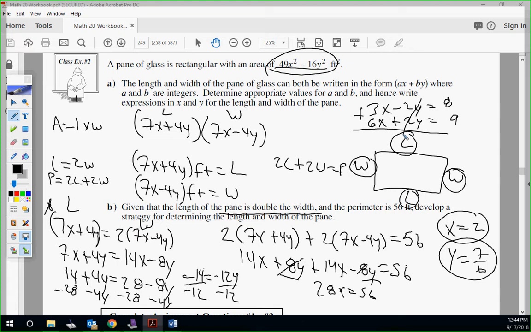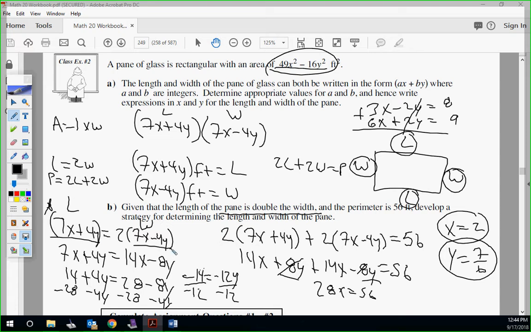Now, to finish the problem, and I'll take a question. I think Joel might have had one. Somebody else had one maybe. It says determine the length and the width of the pane. So how can we find the length and width now? Well, we have values for x and y. Okay, here's my length, right? Here's my width. So we can now plug those in.